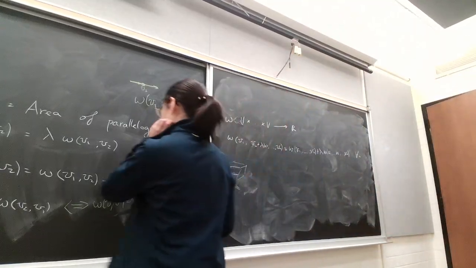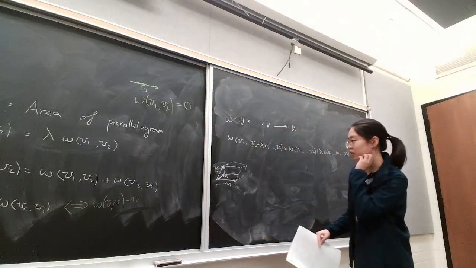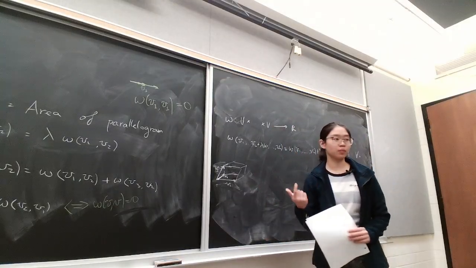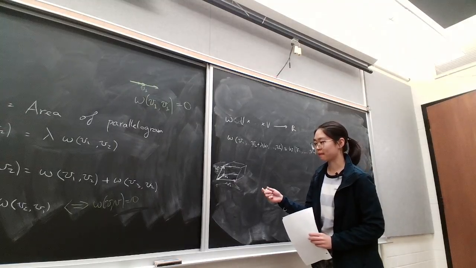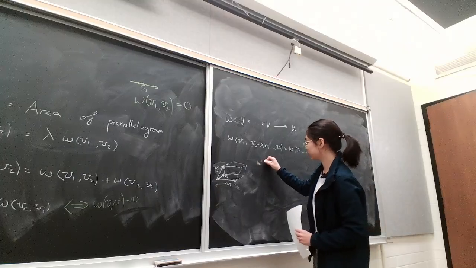Okay. And then for this condition, we still wanted that if you swap two of the entries, it should give you the negative of that.